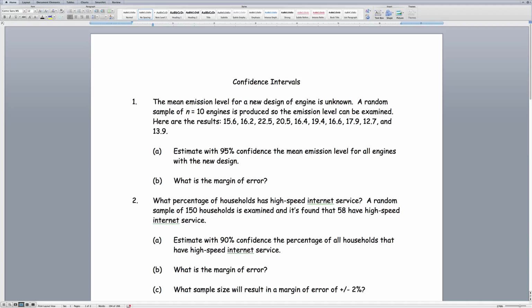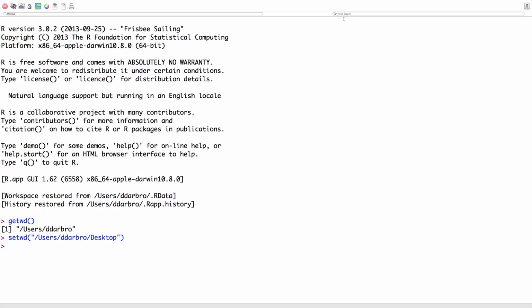If I was going to do this problem, I would copy and paste the data, and then I would come over to R and set it up with a name that makes sense: emission level. I'm going to use the C function and paste my data in there. Now guys, you have to be careful with this, because R isn't going to like that as pasted. So I'm going to enter my data as EMLEV.